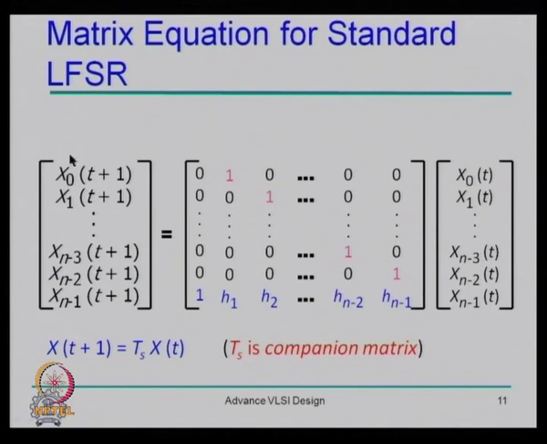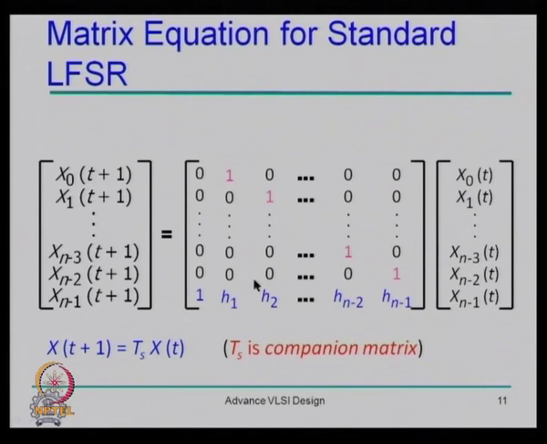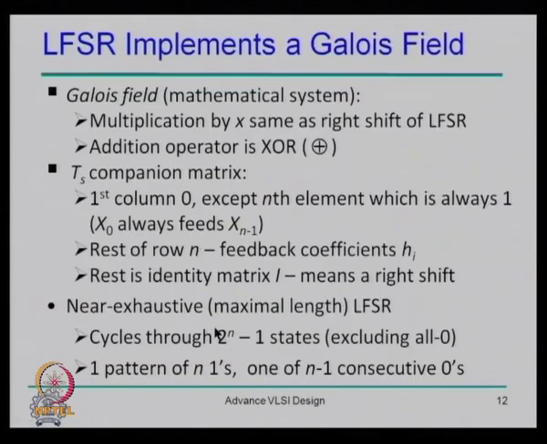If you write that as a matrix, these are the output values at time t plus 1, and these are the current values in the flip flops x0 to xn minus 1, and that can be given by this matrix that is called the companion matrix. This has some properties, like in the first column the last bit is 1, that comes from the feedback from the first flip flop to the last flip flop. These h1 to hn minus 1 values can be 0 or 1 based on whether you are tapping that value or not, and the rest of this matrix is an identity matrix. So this is the property of this. So x of t plus 1 is Ts times x of t, where Ts is the companion matrix.